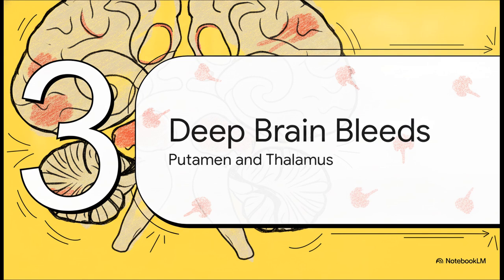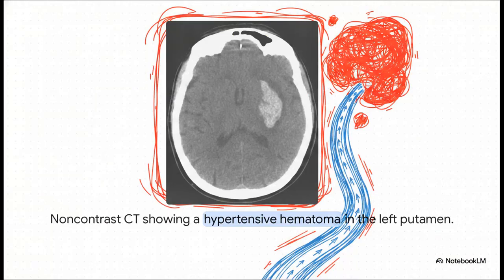Moving on to Section 3, deep brain bleeds. Let's start with the most frequent victims of a hypertensive hemorrhage, the putamen and the thalamus. When a hypertensive hematoma hits the left putamen, it creates a massive bright white mass on a non-contrast CT. And because of where it sits, this bleed directly threatens the adjacent internal capsule. Think of the internal capsule as this massive superhighway of motor fibers traveling down to the rest of the body.